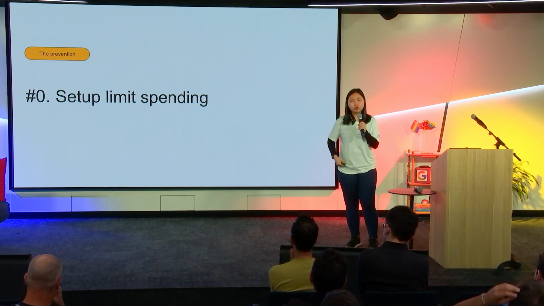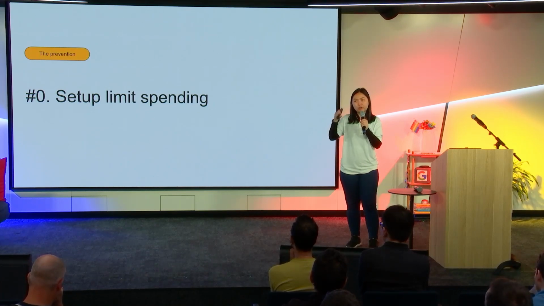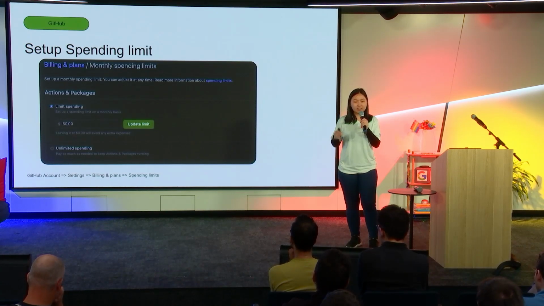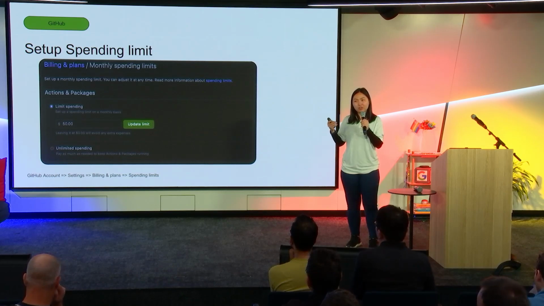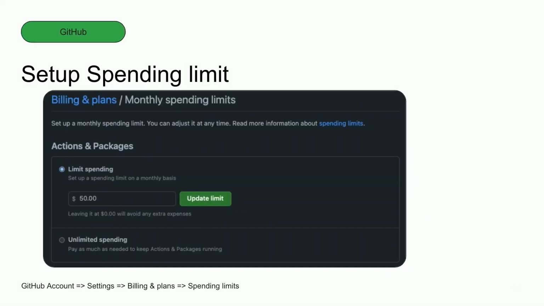Actually, we go the easy way first. We try to avoid duplicates and avoid overspending. GitHub Actions has a setting that allows us to set a spending limit. This one is from GitHub itself, so you can just go to your GitHub account, Settings, Billing and plans, and set your limit over there. At first, we tried setting it to $150.